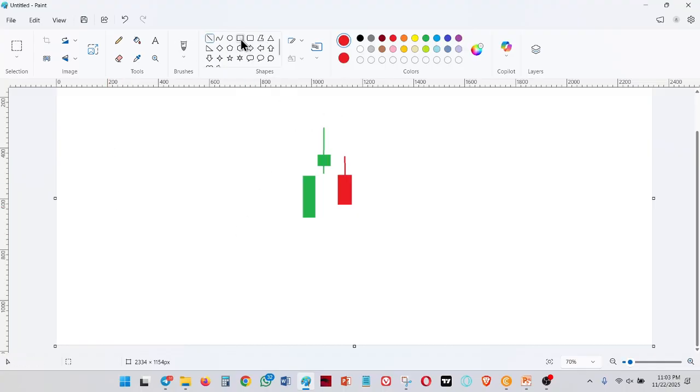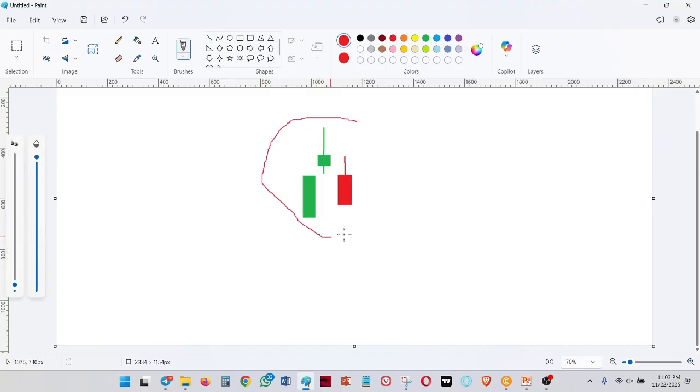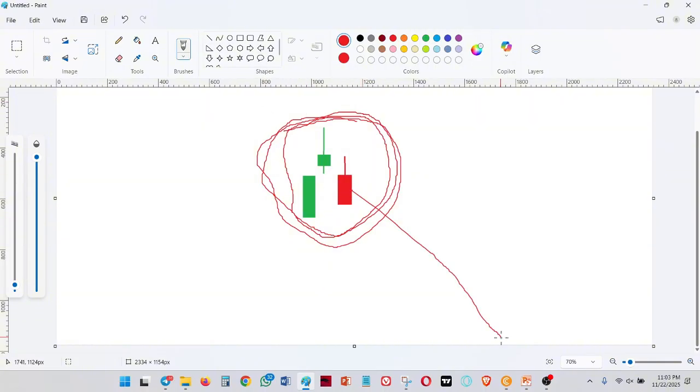Now, these 3 family members you see here form what we call a shooting star, and it's a reversal pattern. Anytime you see this, it's telling you that price is going to go down.